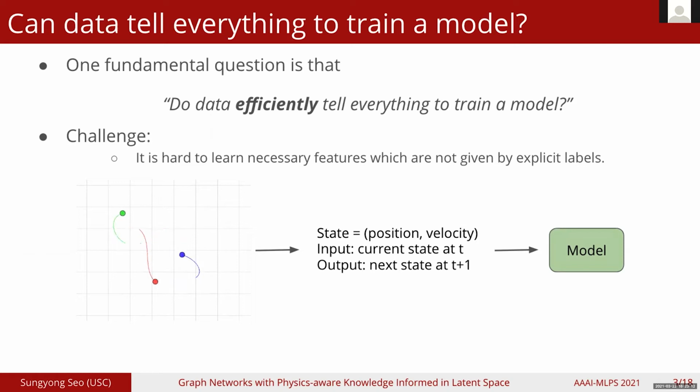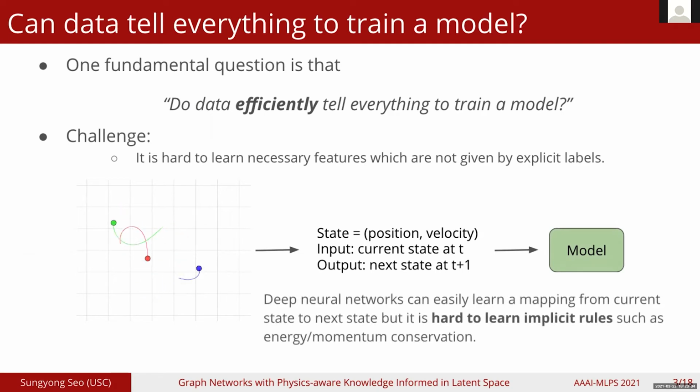For example, when we model physical dynamics by simply feeding the current and next state as an input and output pair to neural networks, the neural networks can easily learn a mapping relation from the current state to the next state. However, it is hard to learn implicit rules or constraints such as energy or momentum conservation. Therefore, the output of a model can violate must-follow rules or constraints, and it causes less robust model behavior. By providing necessary rules explicitly, we can find better optimized weights, which provide not only lower error, but also trustable output.